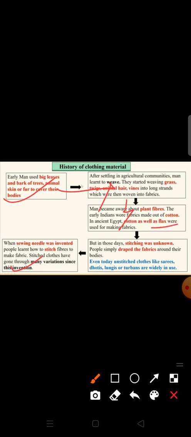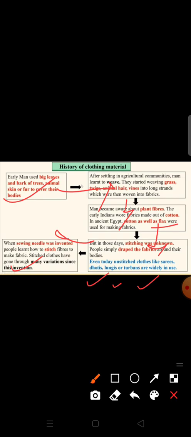But in those days, stitching was unknown. Okay, so people simply draped the fabrics around their bodies. Even today, unstitched clothes like saris, dhotis, lungis or turbans are widely in use. And when the sewing needle was invented, people learned how to stitch fibers to make different fabrics. Okay, and stitched clothes have gone through many variations since this invention. So this is the history of the clothing material.